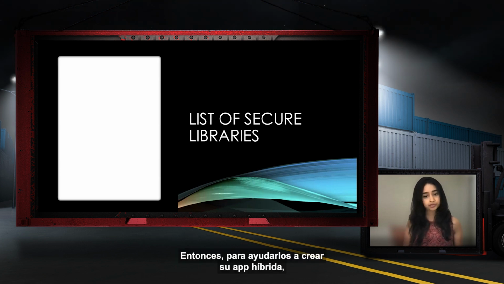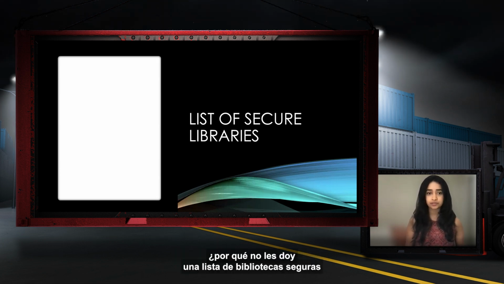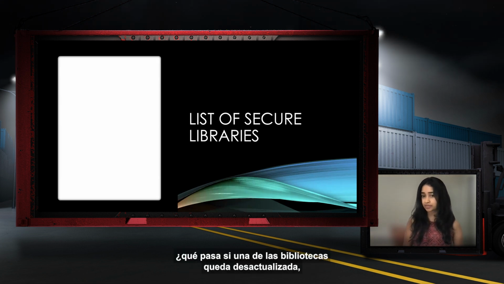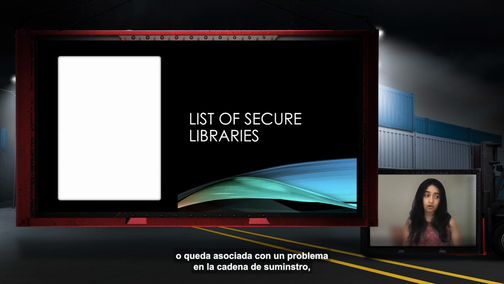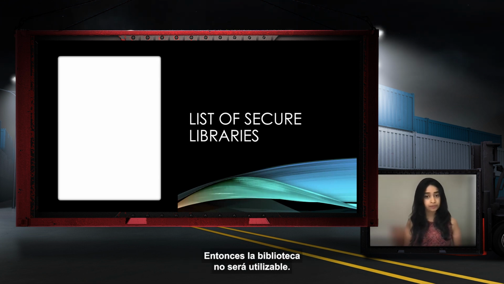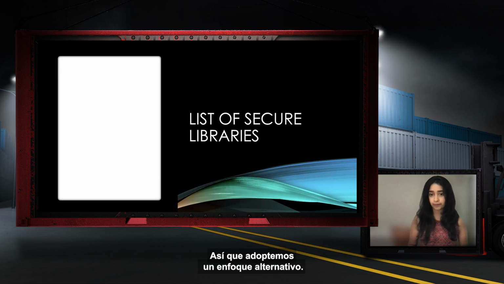So to help you build your hybrid app, why don't I just give you a list of secure libraries for various functionalities? I could do that, but what if one of the libraries gets outdated? Or what if it's getting associated with a supply chain issue? Or what if it has a CVE in the future? Then the library will not be usable. So let's take an alternate approach today.